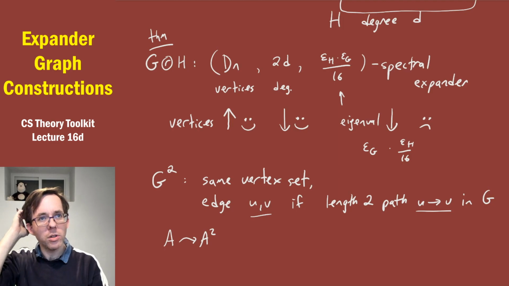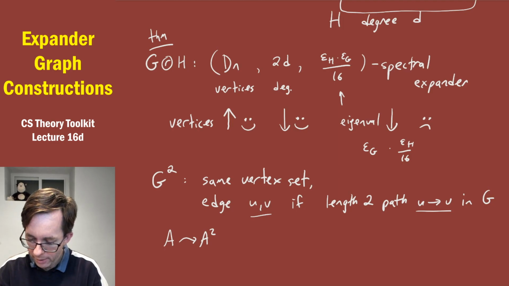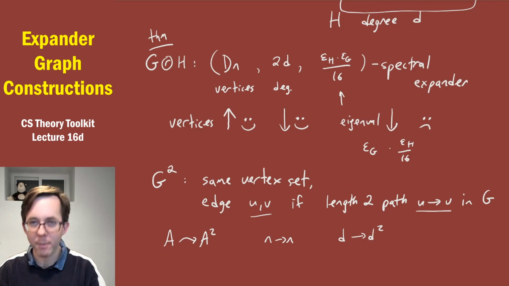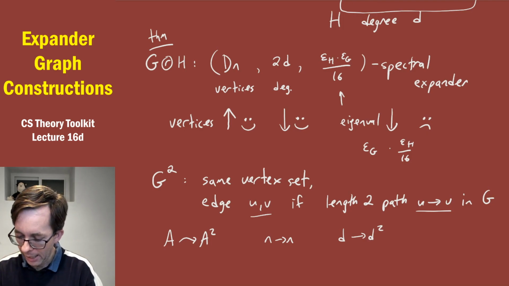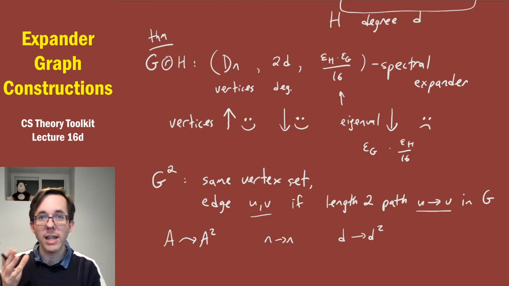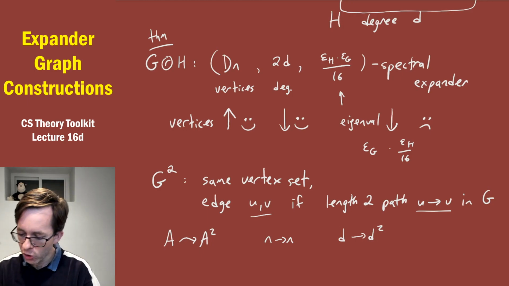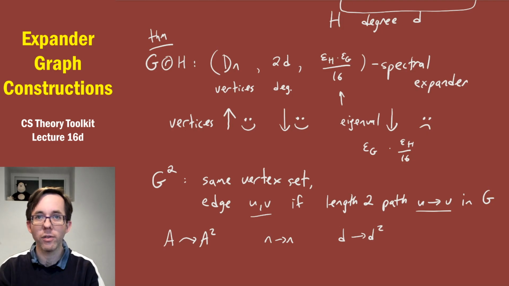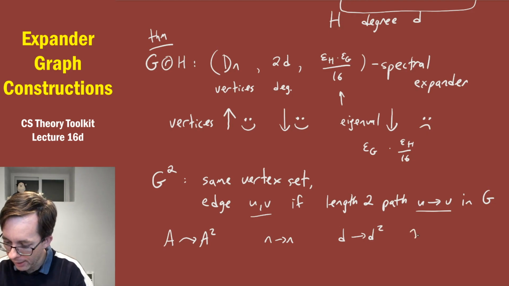And what happens when you do this? Well, the number of vertices stays the same. The degree goes from d to d squared, because that's how many length 2 paths you have. And it's not hard to show that the eigenvalues of A squared are the squares of the eigenvalues of A. That's also true for the transition matrix K. The eigenvalues of K squared are the squares of the eigenvalues of K. So every kappa I just goes to kappa I squared.